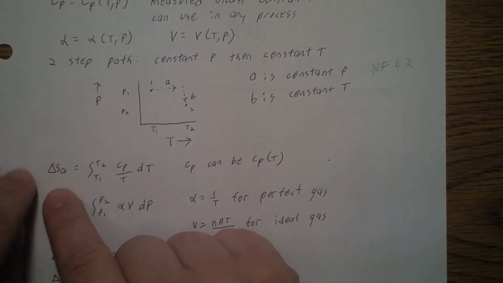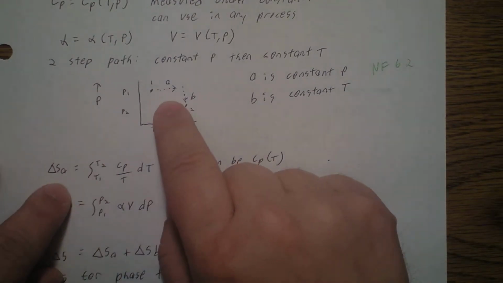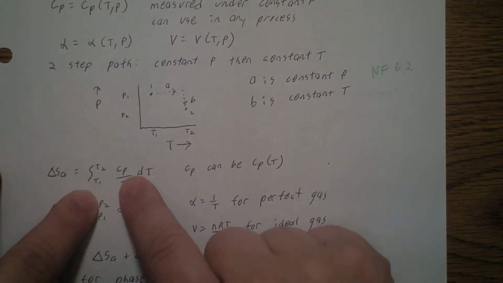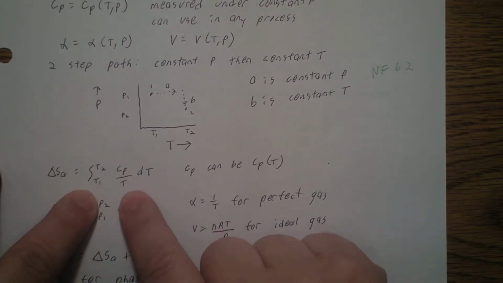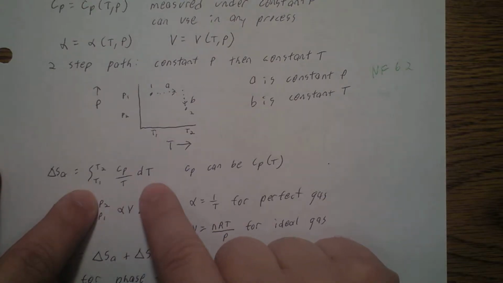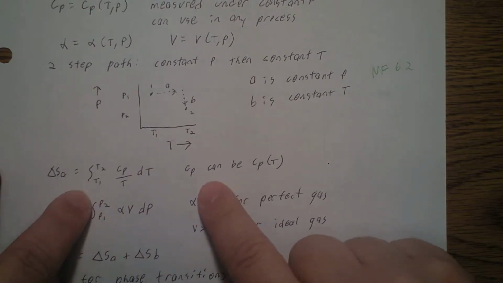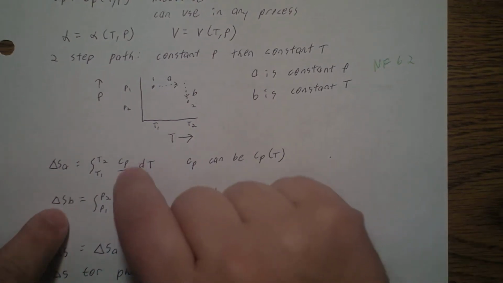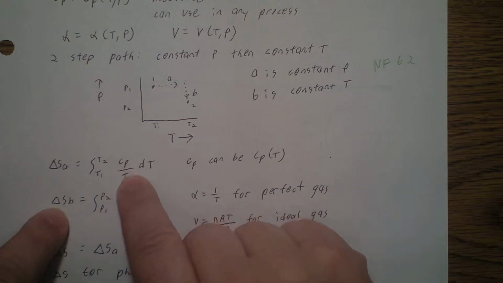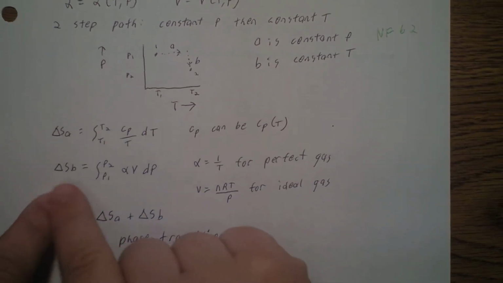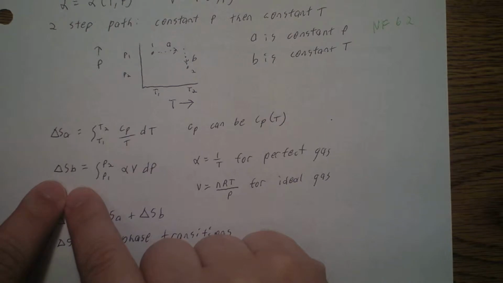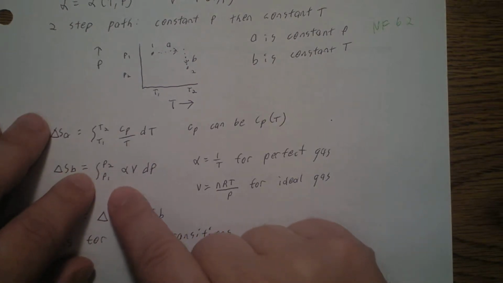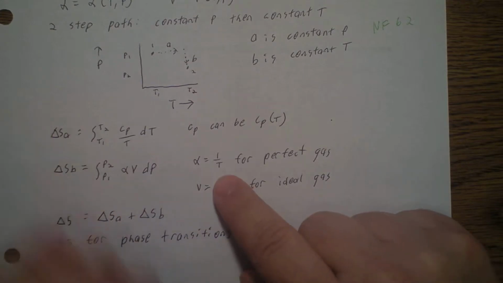So the change in entropy for A is the integral from temperature 1 to temperature 2 of the heat capacity at constant pressure divided by temperature with respect to temperature. The heat capacity at constant pressure is a function of temperature, so when you integrate that, you'll have to remember that. And then the change in entropy for segment B is the integral from pressure 1 to pressure 2 of alpha times volume times the differential of pressure.